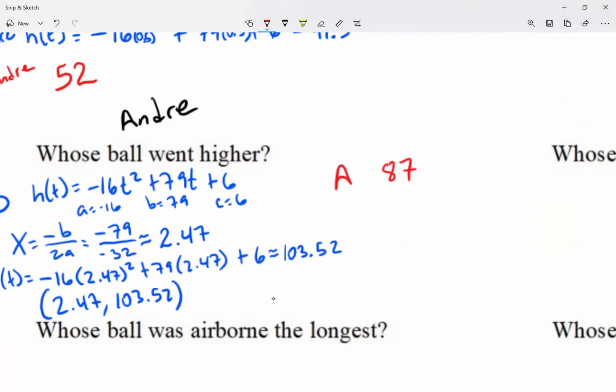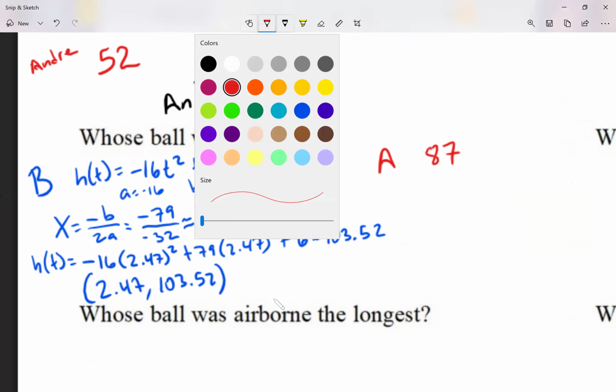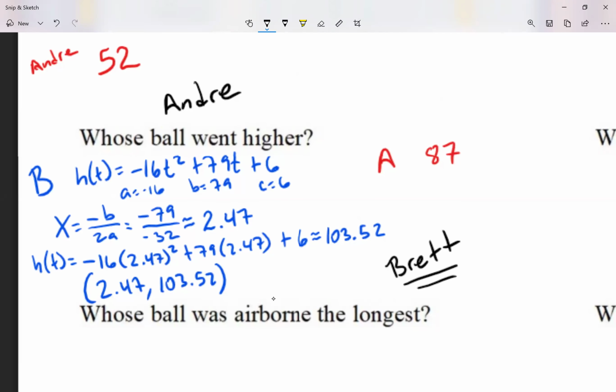The height was 87. So I know Brett's ball went 103.52 feet up in the air. I know Andre's ball went 87 feet up in the air. Now the question at the end is whose ball went higher? Well, in this case, Brett. 103.52 is higher than 87. Very cool.